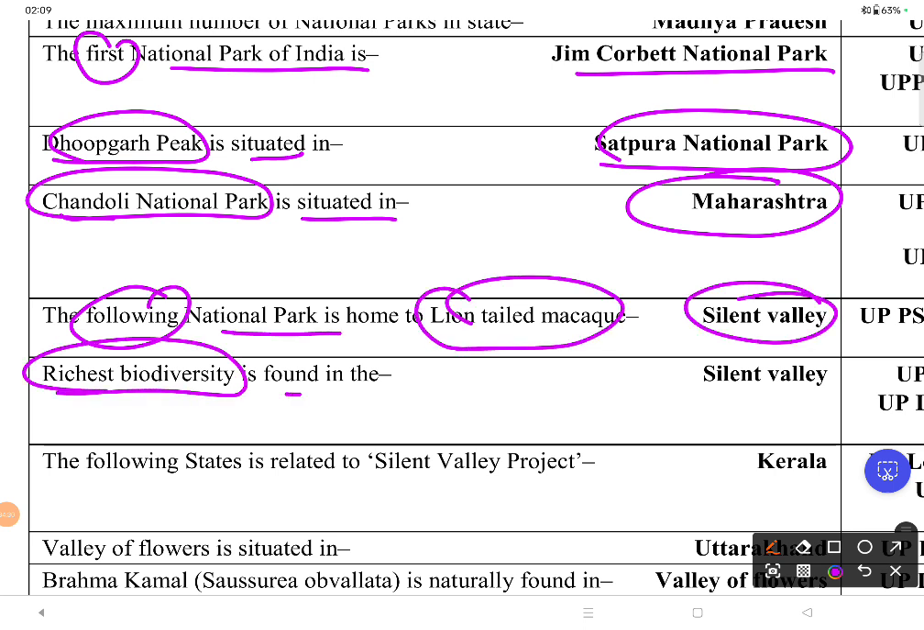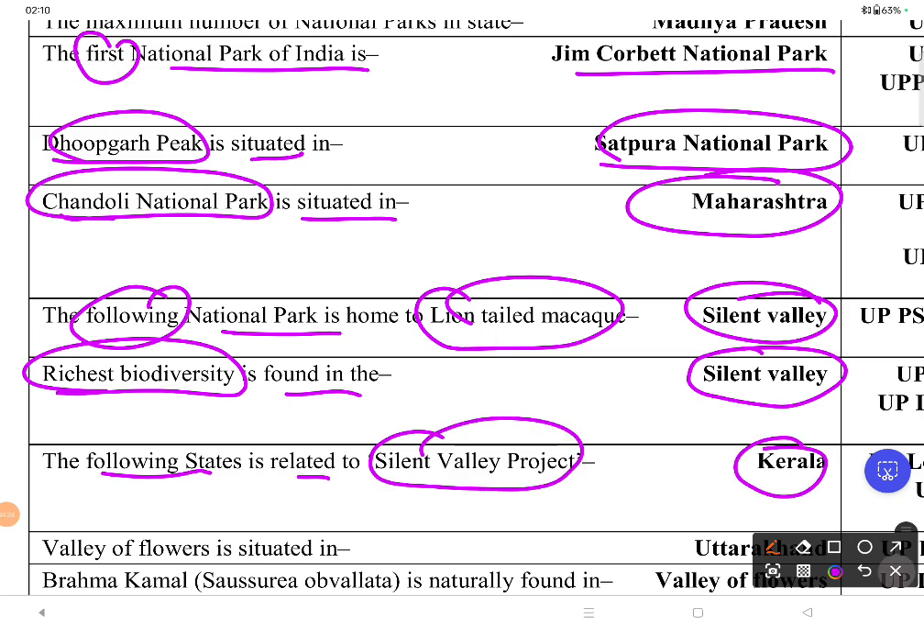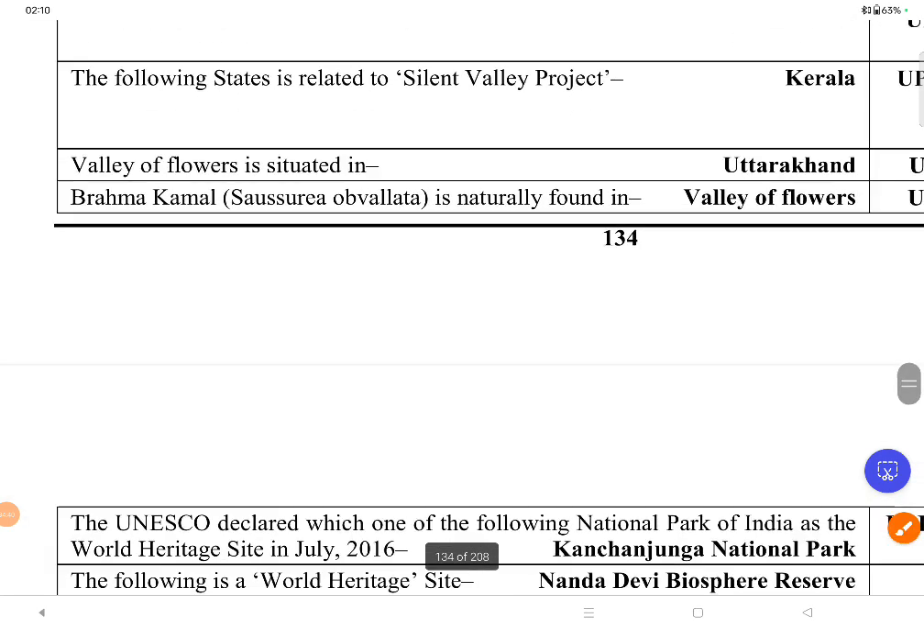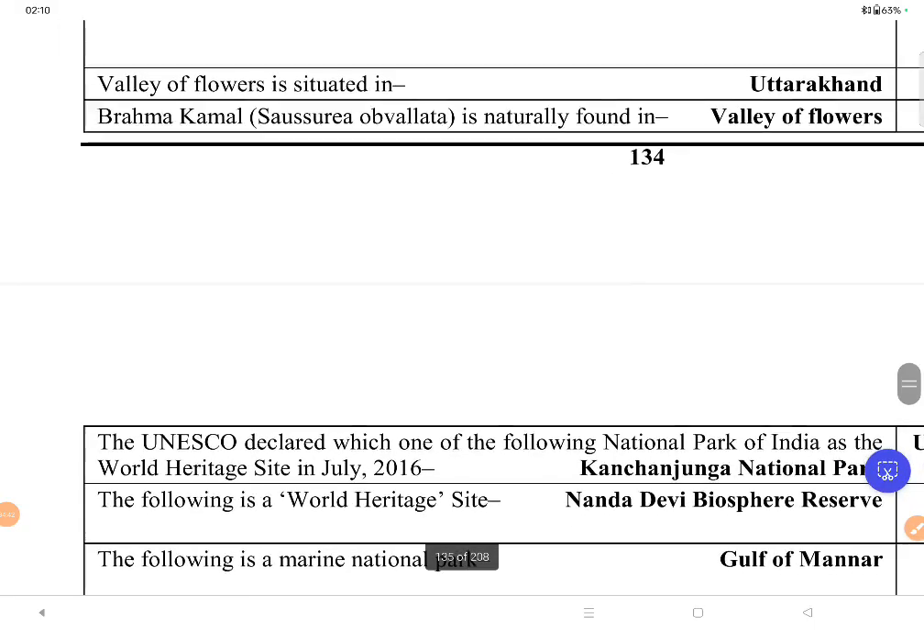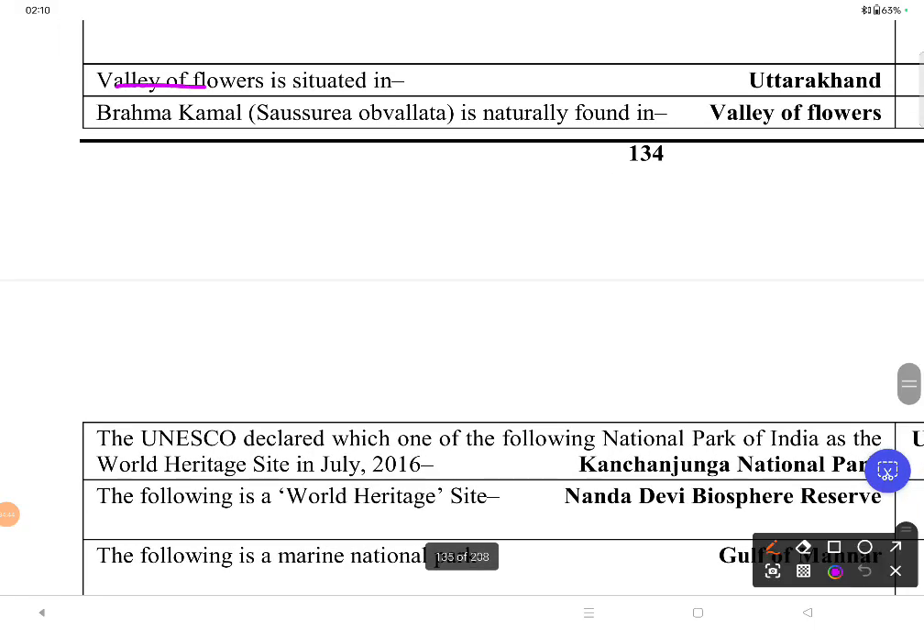Richest biodiversity is found in Silent Valley. The following state is related to Silent Valley project: Kerala. Valley of Flowers is situated in Uttarakhand. Brahma Kamal, Saussurea obvallata, is naturally found in Valley of Flowers.